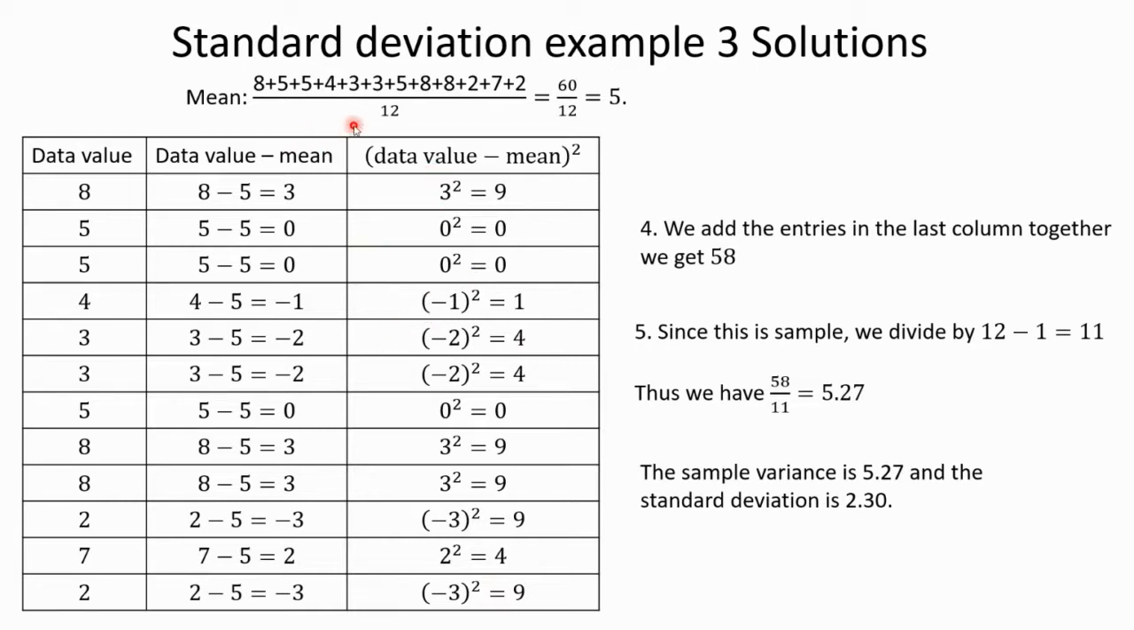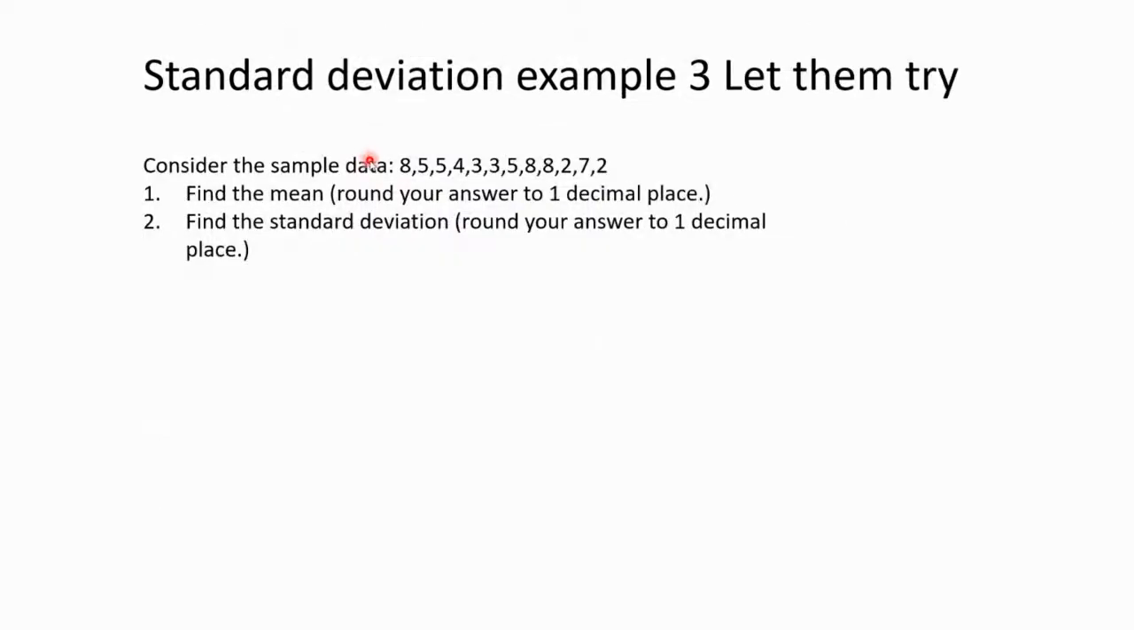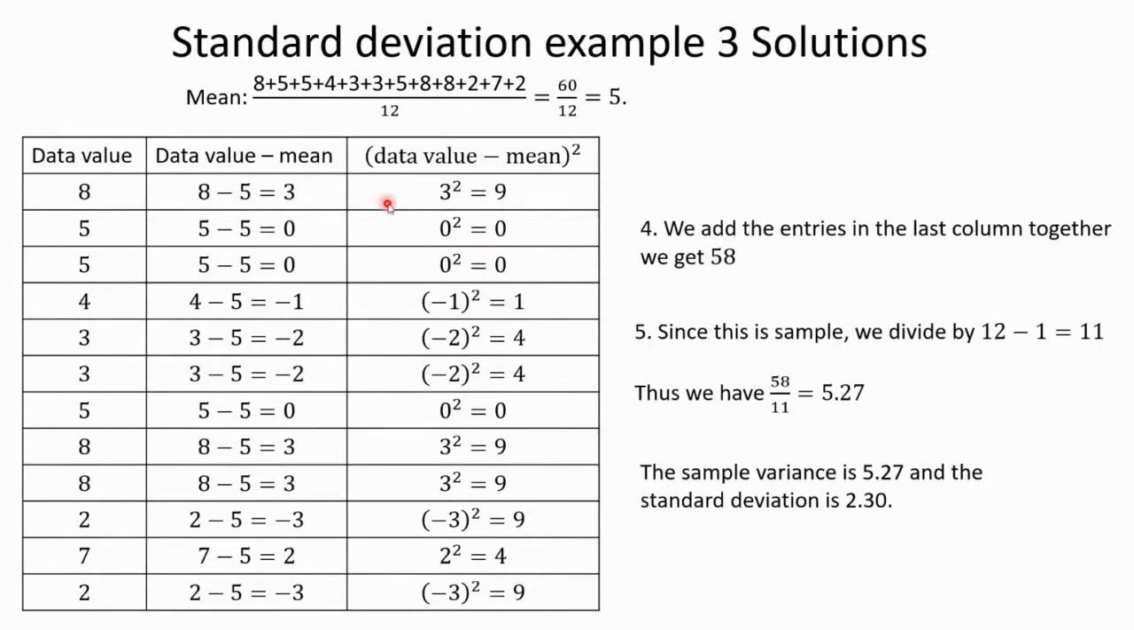And remember, this is a sample, right? I don't know if I said it, but as I said before, if I don't tell you if it's a sample or population, then we can assume it's a sample. So we divide by 12 minus 1, which is 11. Doing so, we get 5.27.